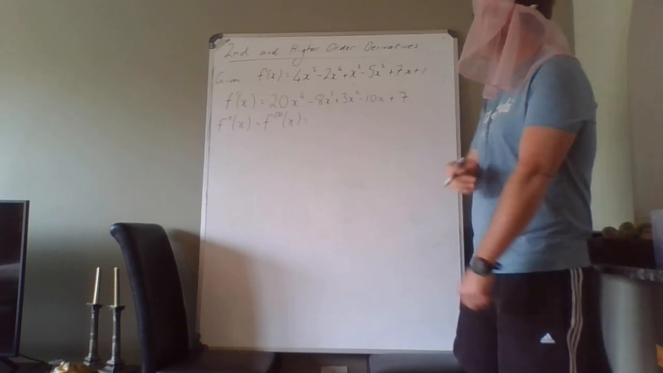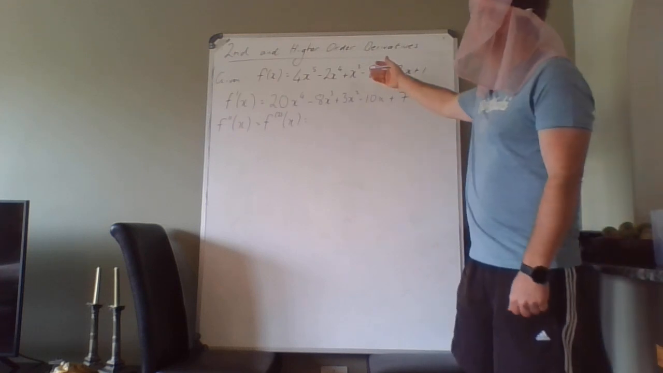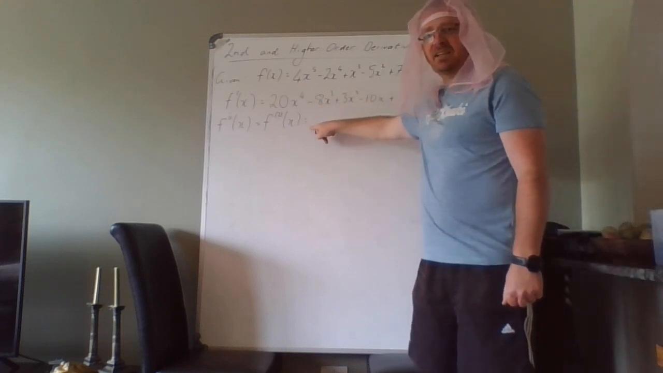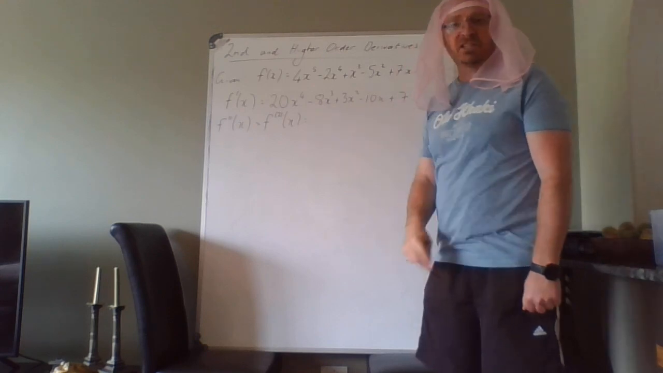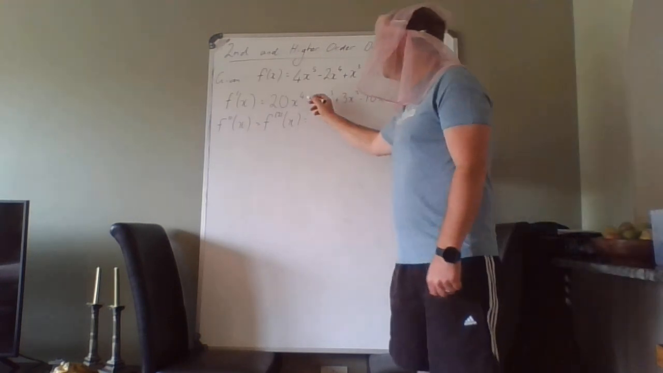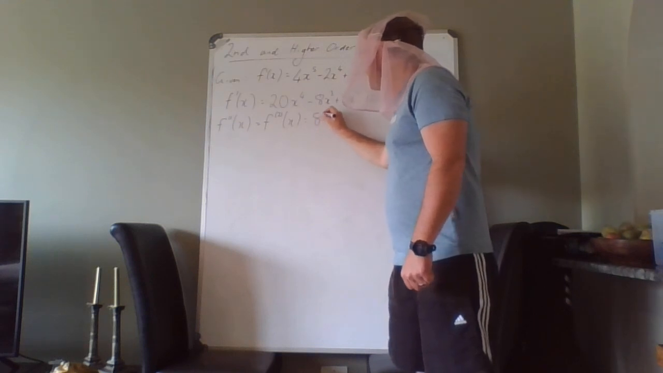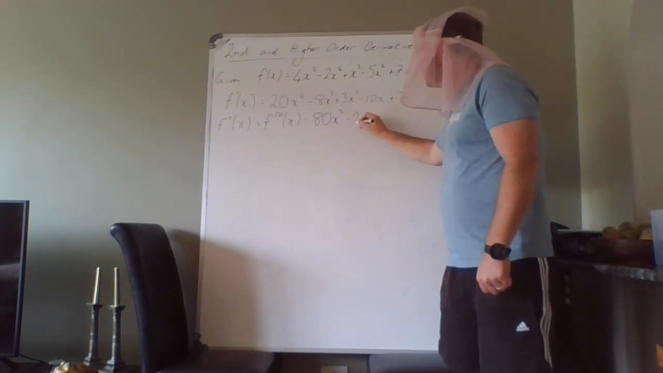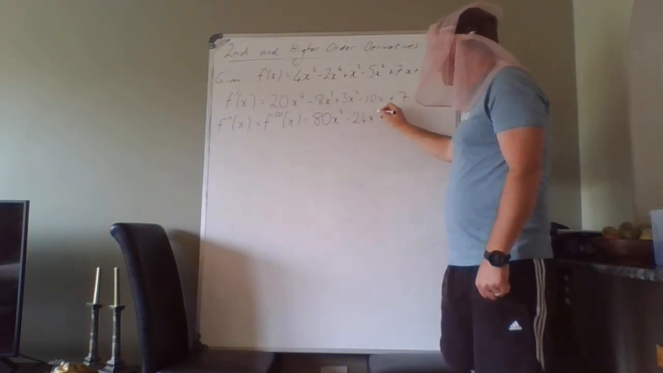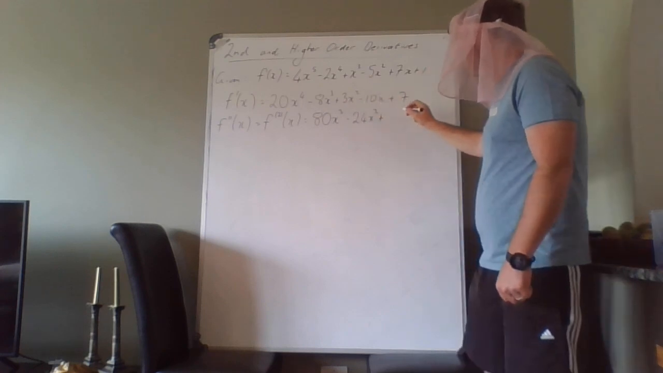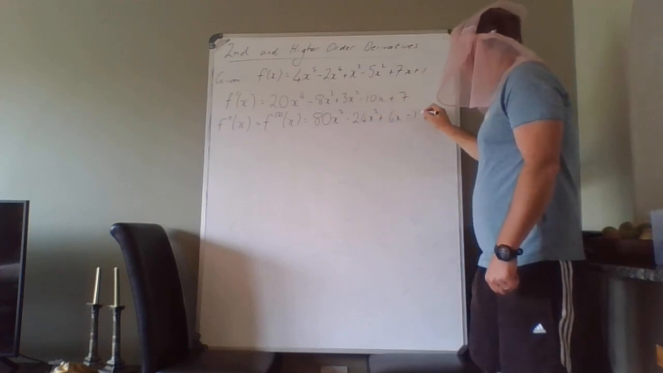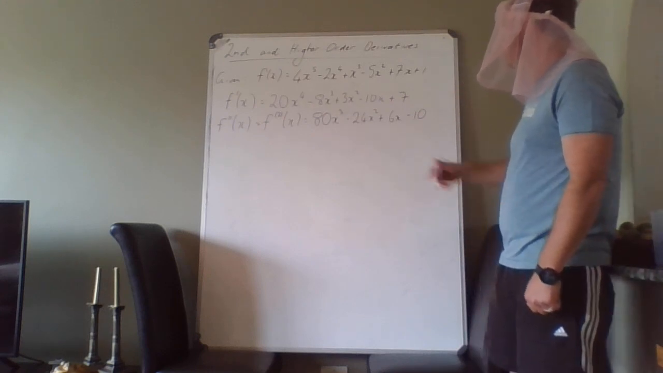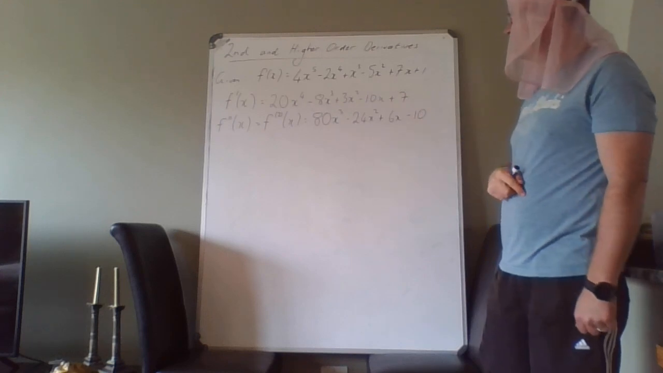And all the second derivative of f of x means is that you differentiate the original function twice. So in other words, differentiate it once to get the first derivative, then differentiate it again, so you differentiate twice in total. So the second derivative of f of x is going to be 80x cubed minus 24x squared plus 6x minus 10. The derivative of the constant falls away.